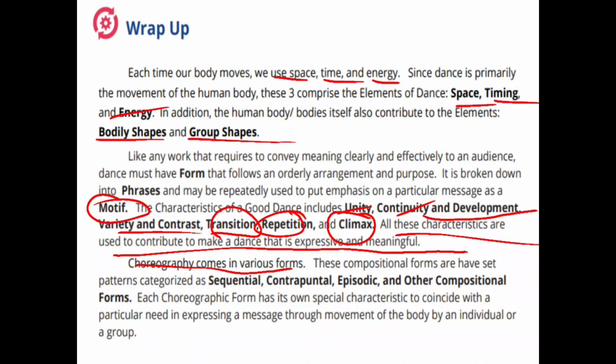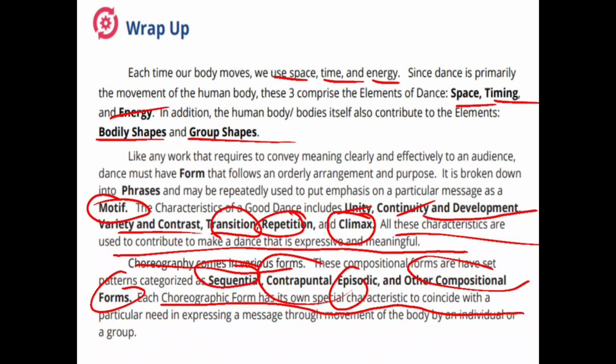Choreography comes from various forms. These compositional forms have a set of patterns categorized as sequential, contrapuntal, episodic, and other compositional forms. Each choreographic form has its own special characteristic to coincide with a particular need in expressing a message through movement of the body by an individual or a group.